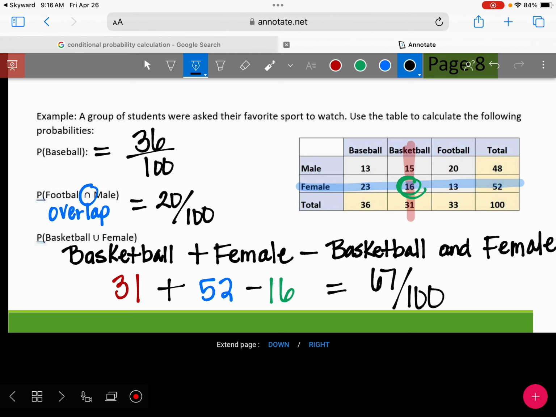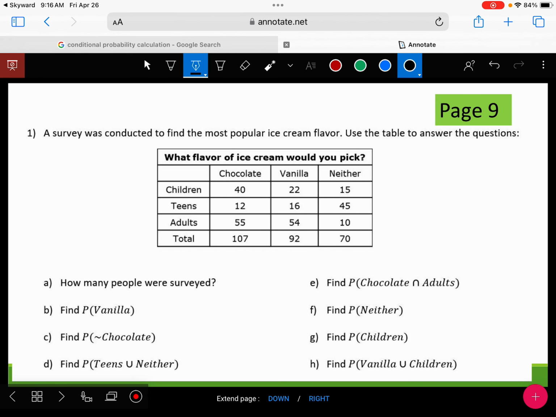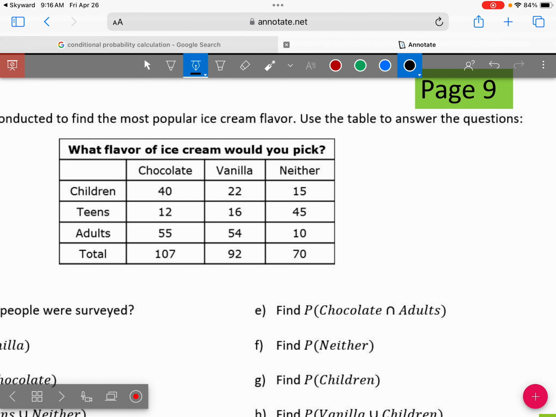All right, let's go to the next page and do this last table. Now we're talking about ice cream and age groups. Now, the thing about this table, though, is that they did not give us the totals. So do you notice how they didn't add up across? So what you need to do first is go ahead and extend this table out and find the total, because we don't know our total.